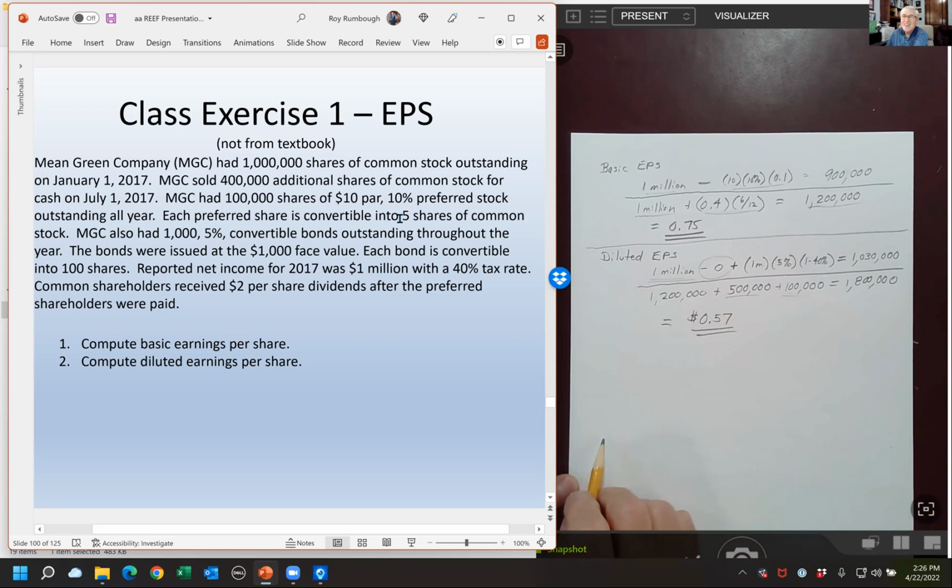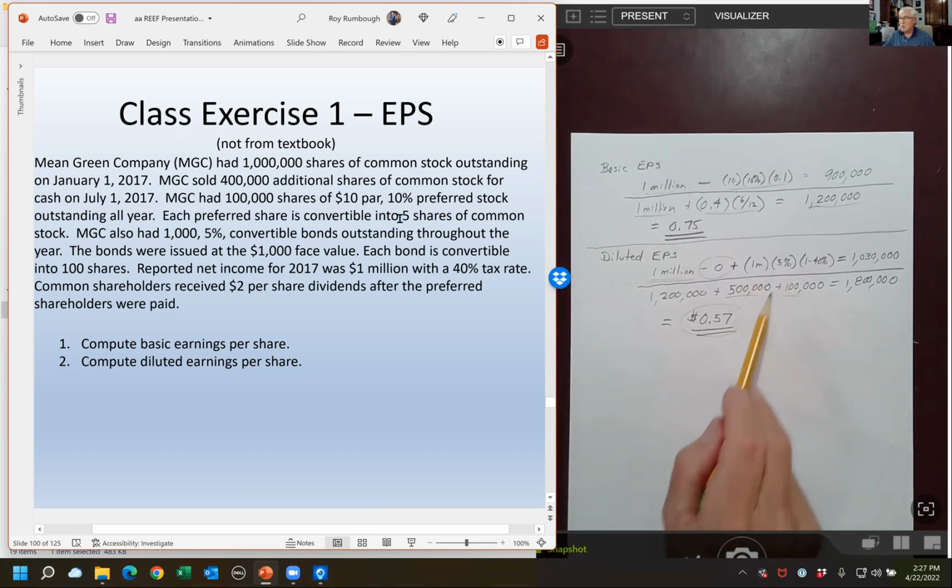Question 2, is that dilutive? Is 57 less than 75? Yes, it's dilutive. If it was greater, we'd call it anti-dilutive. We'd find out which one of these was anti-dilutive, and we would ignore it.